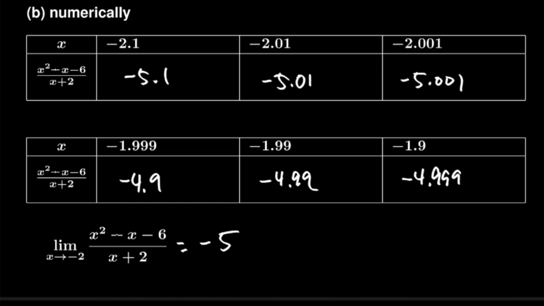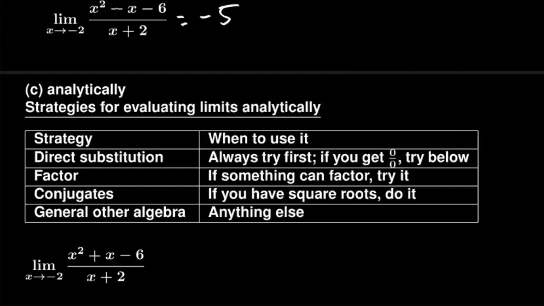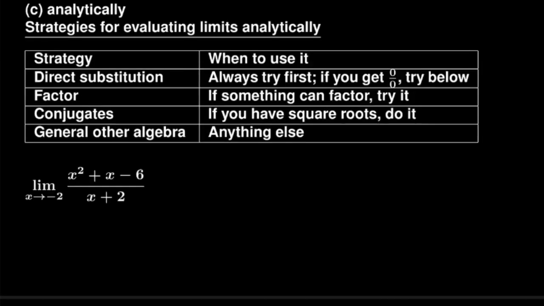Okay, so moving on to the next part. How to do this analytically. So how to use algebra. Okay, so, oh yeah, gotta modify that part again. Sorry about that. So here are the strategies. As I've listed before, direct substitution, just always try it. If it doesn't work, try something else. In factoring, you can figure out conjugates, and you can use other algebra related things as well.